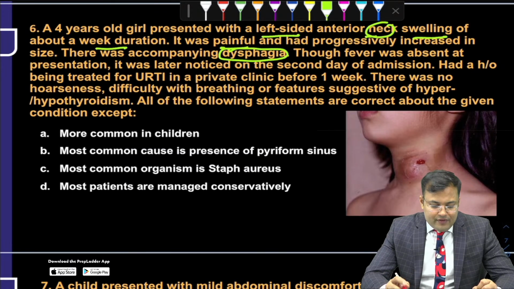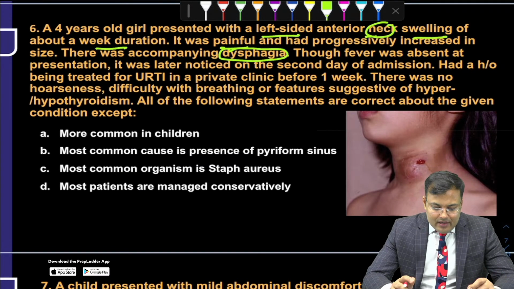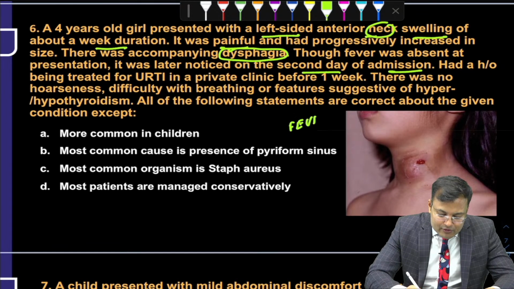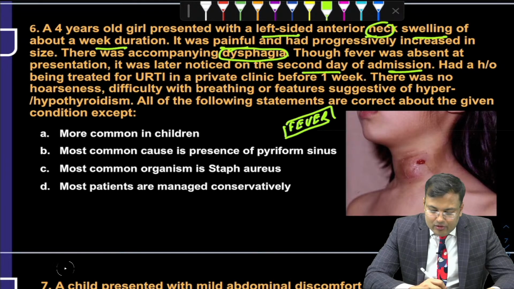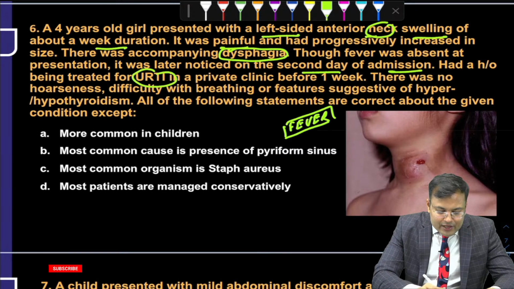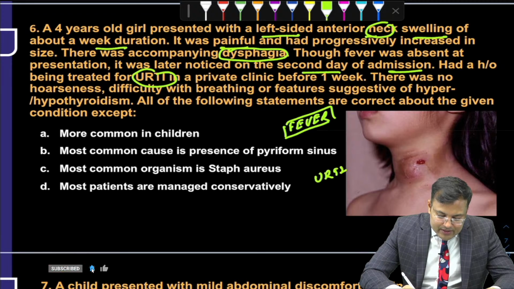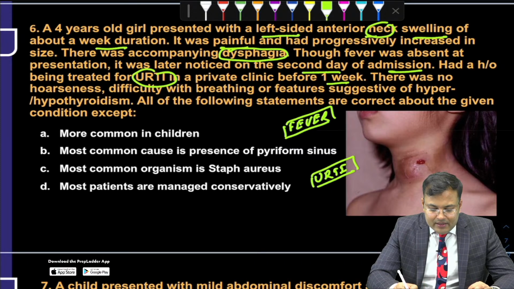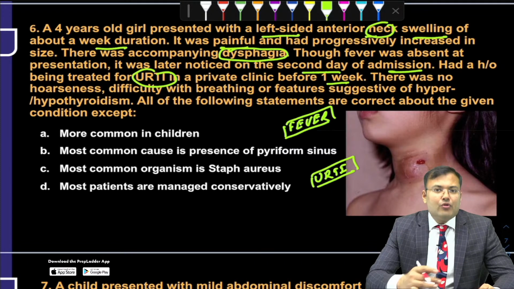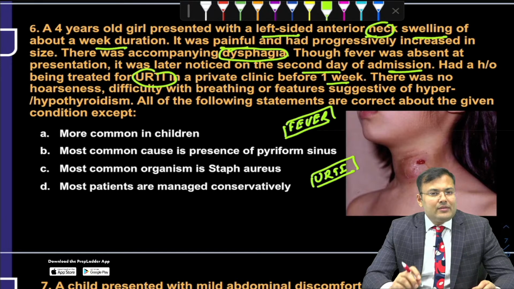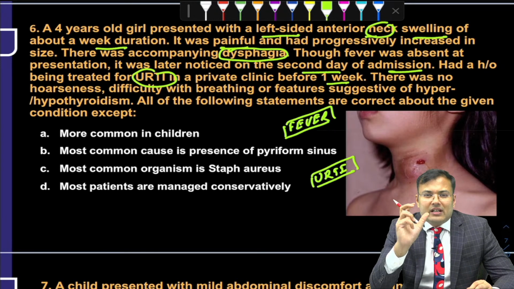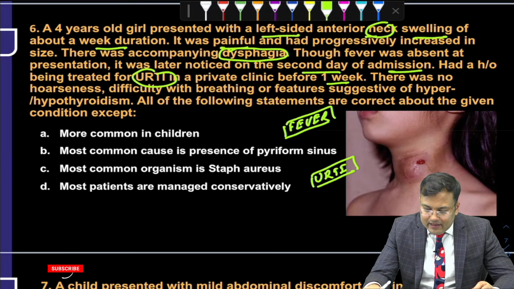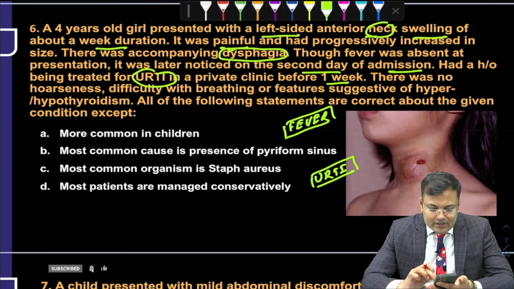Though fever was absent at presentation, it was later noticed on the second day of admission. So this patient is having fever also. She is having dysphagia also. History of being treated for URTI, so there is history of upper respiratory tract infection one week before. No hoarseness, difficulty with breathing or features suggesting hypo or hyperthyroidism. Okay, it means malignancy part is ruled out. Short history is there. Most probably it's the infectious pathology. All of the following statements are correct about this condition except, tell me guys what's the correct answer here.